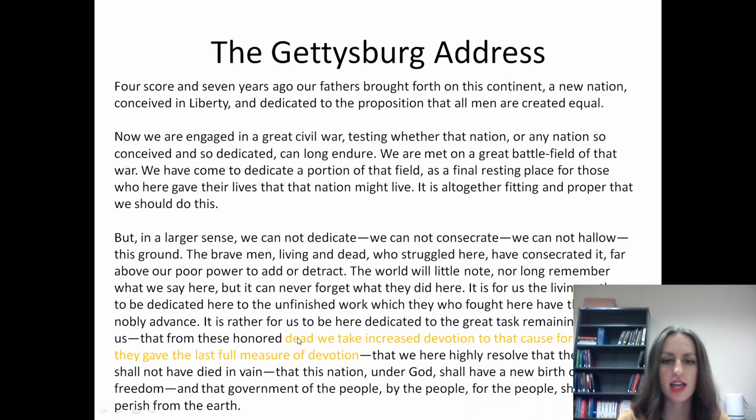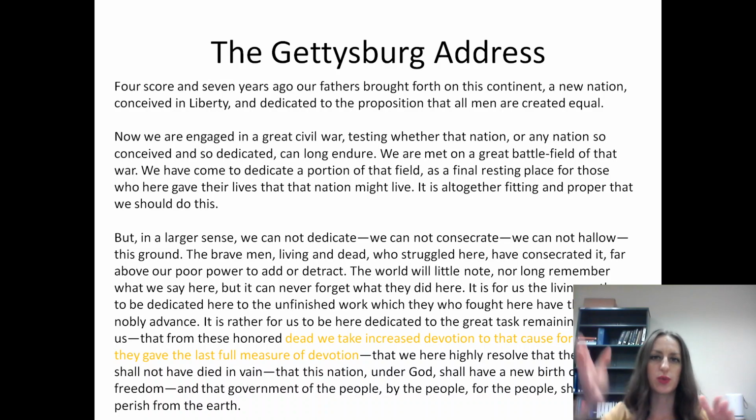All right, let's take a look at this phrase down here. That from these honored dead, we take increased devotion to that cause for which they gave the last full measure of devotion. This is another parallelism, right? The word devotion is repeated, but it's parallelism between we are taking increased devotion because of the devotion that the soldiers gave. So creating parallels between what the soldiers gave to what the people hearing the speech need to do now. They gave the devotion, we take the devotion. You see how that's a parallelism?